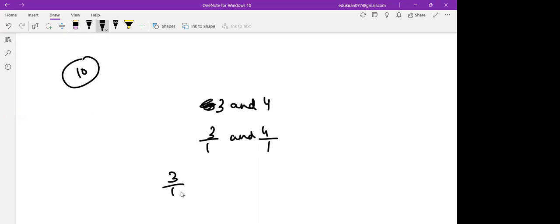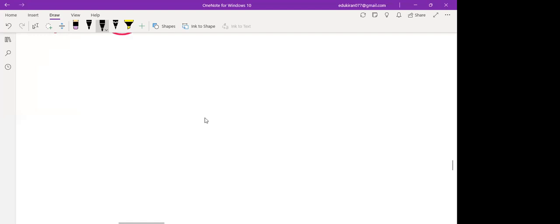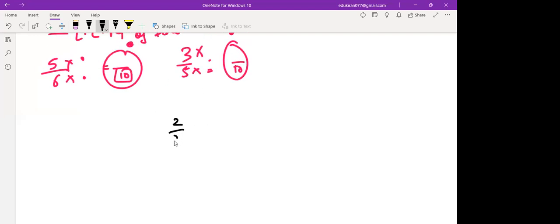So here 3 upon 1, multiply with 10 and 10. So you got 30 by 10. For this 4 upon 1, multiply 10, 10. So you got 40 upon 10. I think now you can find the rational numbers between 30 upon 10 and 40 upon 10. Here you don't have to take any LCM. But in case they are already given in this rational form, like 2 upon 3 and 5 upon 9, then you have to take the LCM here. Clear? Both of you?